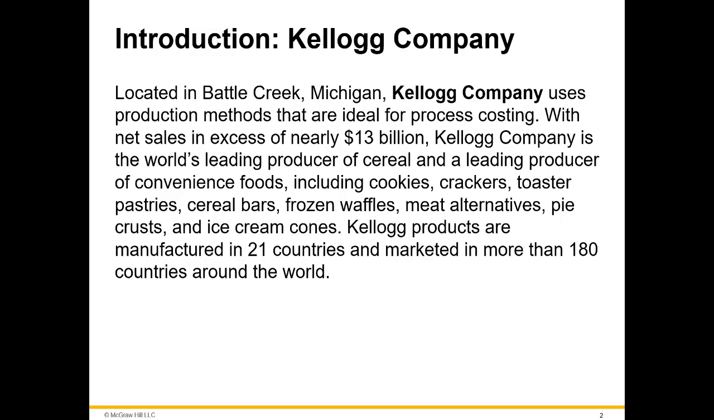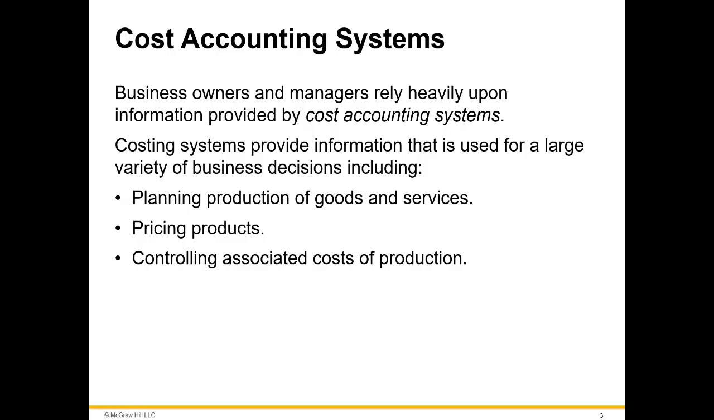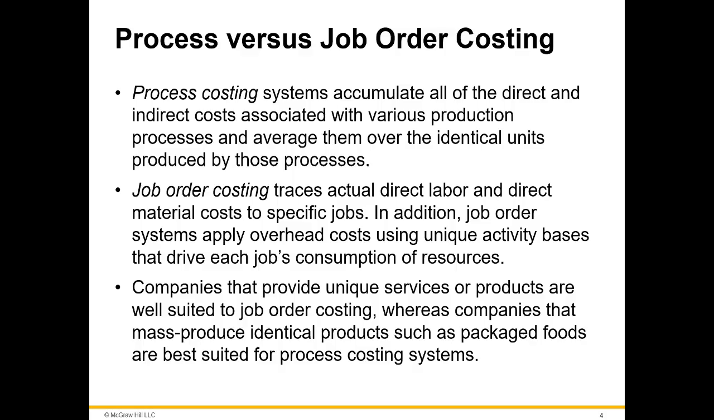As you recall from the last chapter, cost accounting systems are used to plan production, to price products, and control costs associated with production. And we have systems that allow us to do that. Here we're going to talk about the difference between process and job order costing. Process costing essentially is cost over identical units, but job order costing is for unique costs, very specific jobs associated with that.